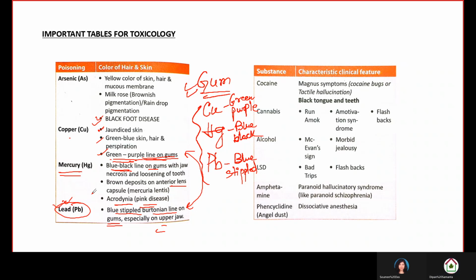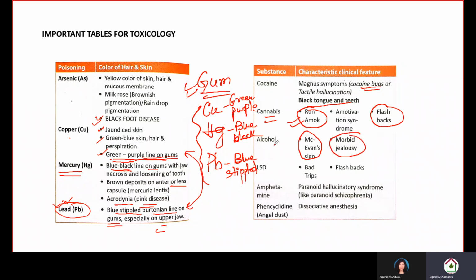So next, this is a substance and its characteristic clinical features. In cocaine, there will be Magnan symptom and cocaine bugs, very important. Cocaine bugs or tactile hallucination, black tongue and teeth. In cannabis, run amok, very important term, and flashback phenomenon. In alcohol, McEwen sign, very important, and morbid jealousy.